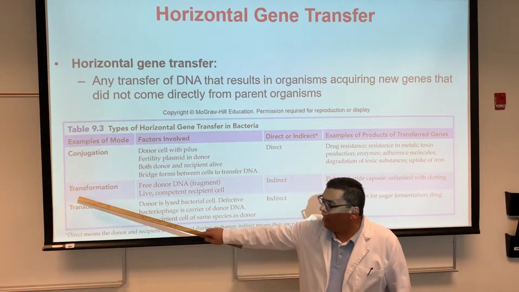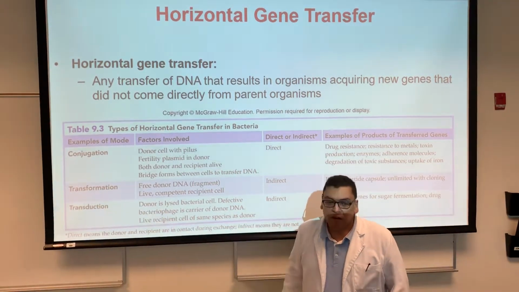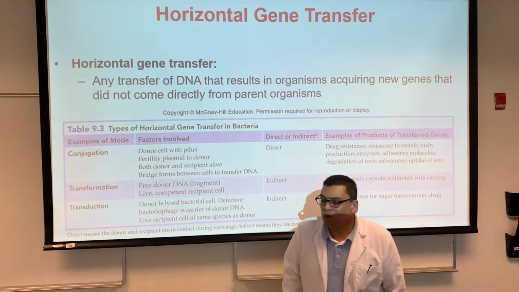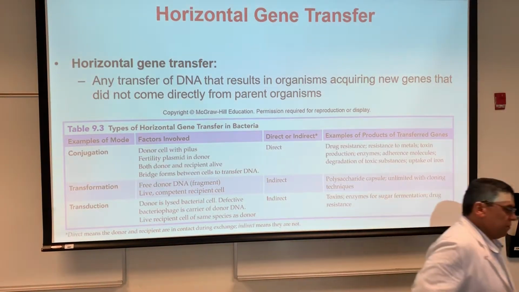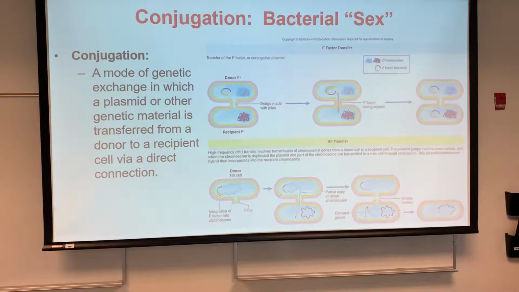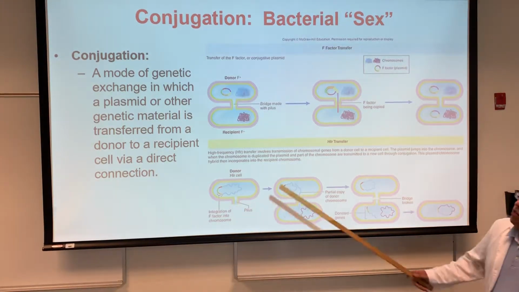This is what you did today in the lab. When you added the plasmid DNA into E. coli, you did what is called transformation. Let's look at it one at a time. All three of them together is called horizontal gene transfer. So we did this before.